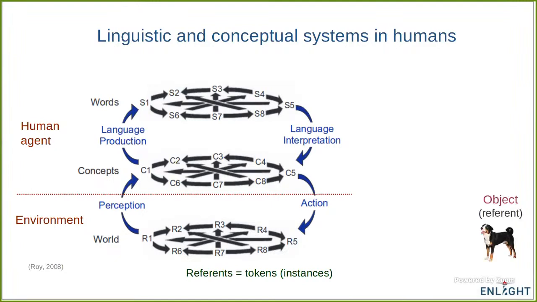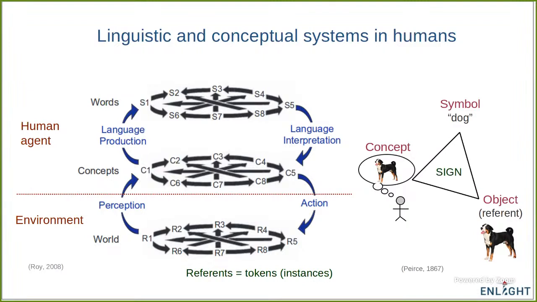So for instance, an object, a dog in the world, can be linked with a concept in our mind that can be given a name, like the symbol dog. And this triangle is known to be the basics of semiotic theory of how meanings can be represented.